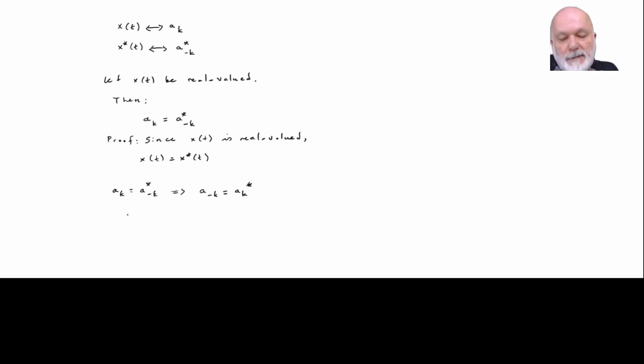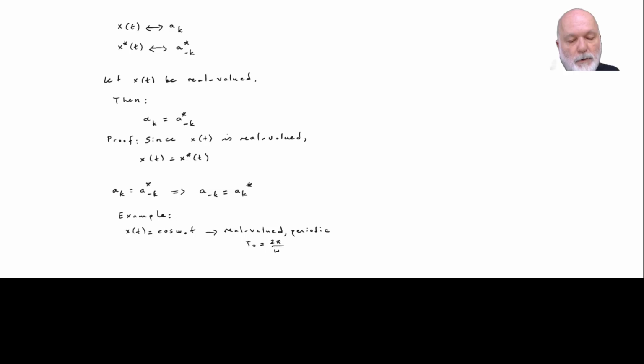Now, a very straightforward example, in fact a trivial example, is as follows. x of t equal to cosine omega 0 t. This is obviously a real valued periodic signal, real valued, and it is periodic with the fundamental period T0 equal to 2 pi over omega 0.